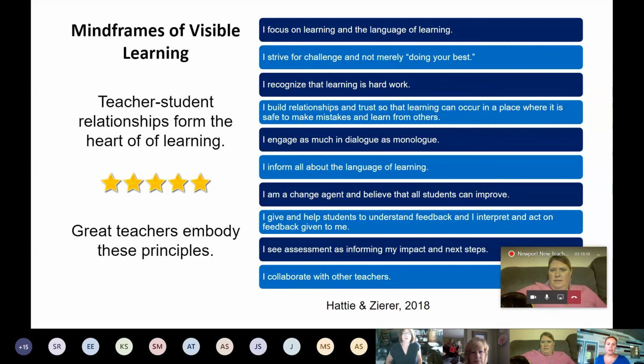This slide talks about John Hattie and Zierer. I'm not sure if I'm pronouncing that last name correctly. Mind frames of visible learning. Okay, so I want you to think about these just for a second. We're not going to spend much time on this, but it might be something that you go back to later in the year, actually. But great teachers embody these principles, okay?